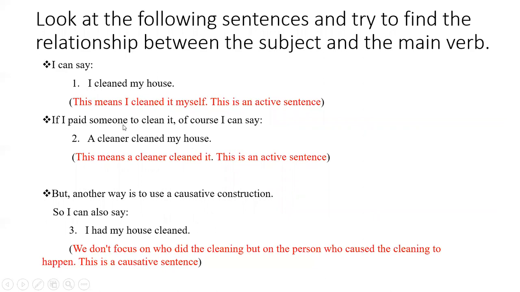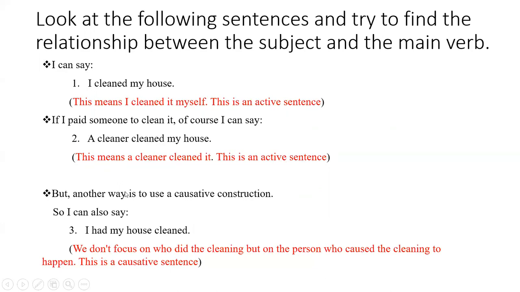If I paid someone to clean it, of course, I can say, a cleaner cleaned my house. Here again, the cleaner, which is the subject, cleaned my house. Cleaned is the verb. The cleaner is the doer of the cleaning. So this sentence means that the cleaner cleaned the house, and this is an active sentence as well.